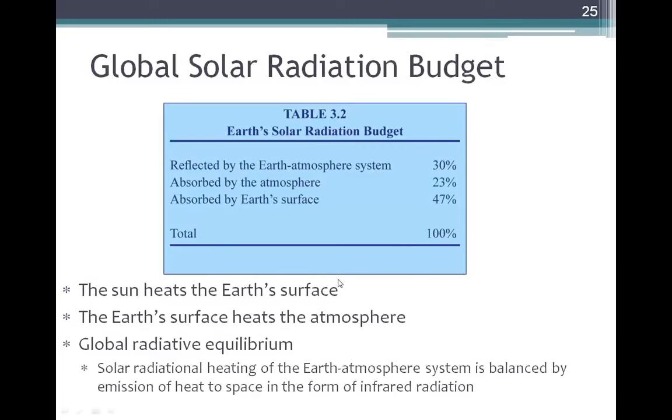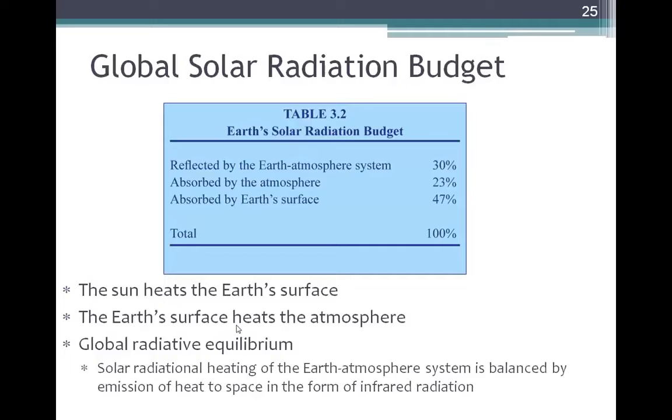What happens to this energy that makes it to the Earth's surface is that the Earth heats up. And then once the Earth heats, it's able to emit its own energy, what we call longwave energy, as we'll talk about in just a moment.